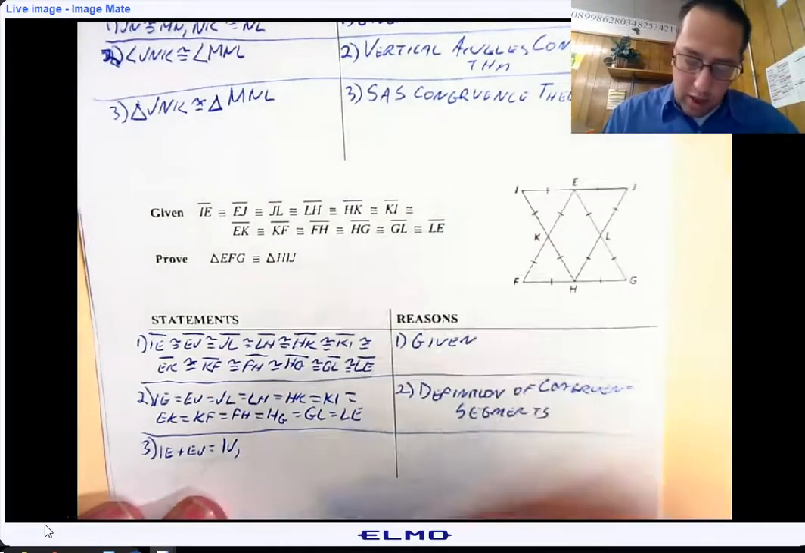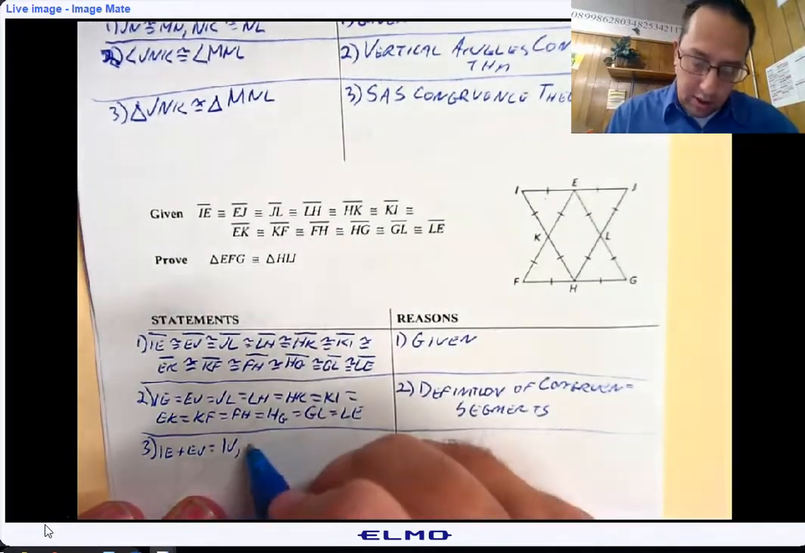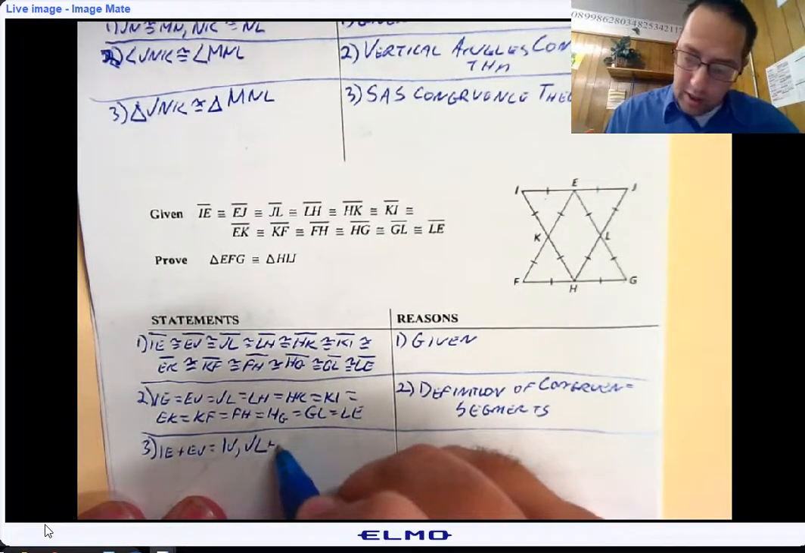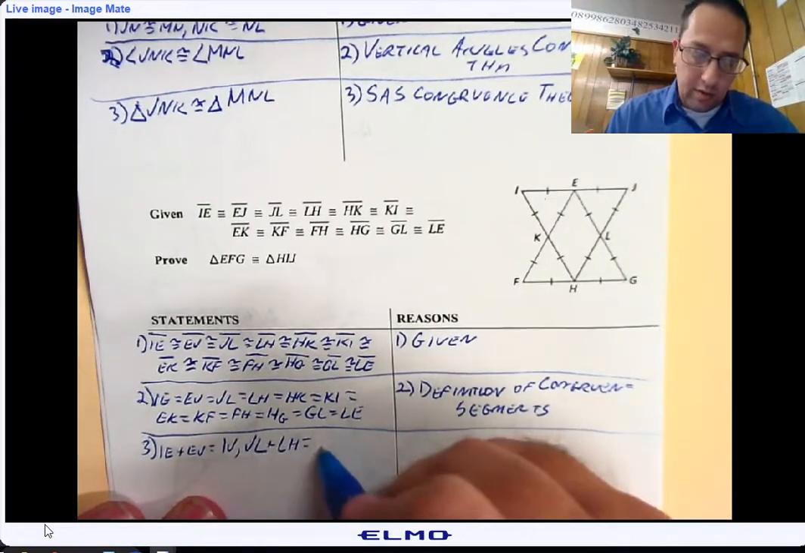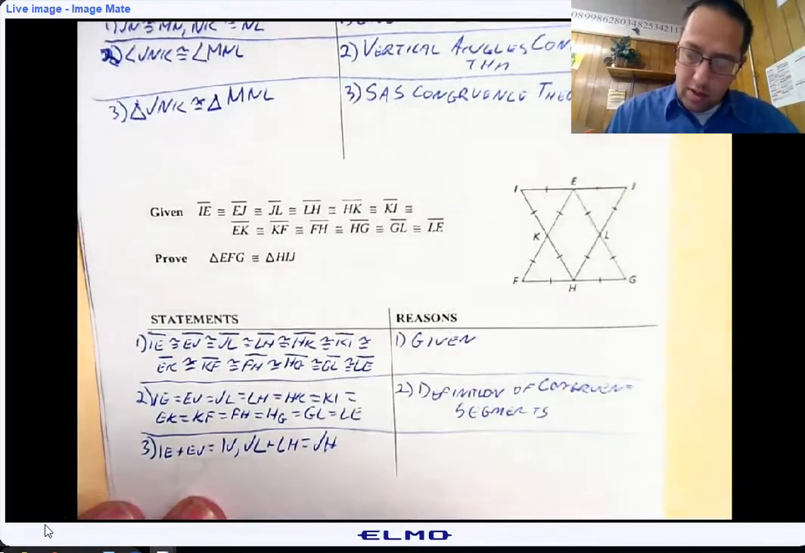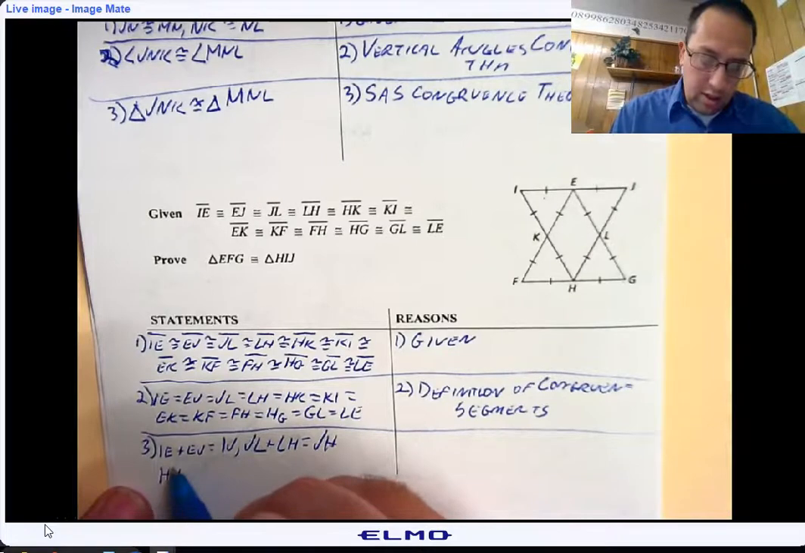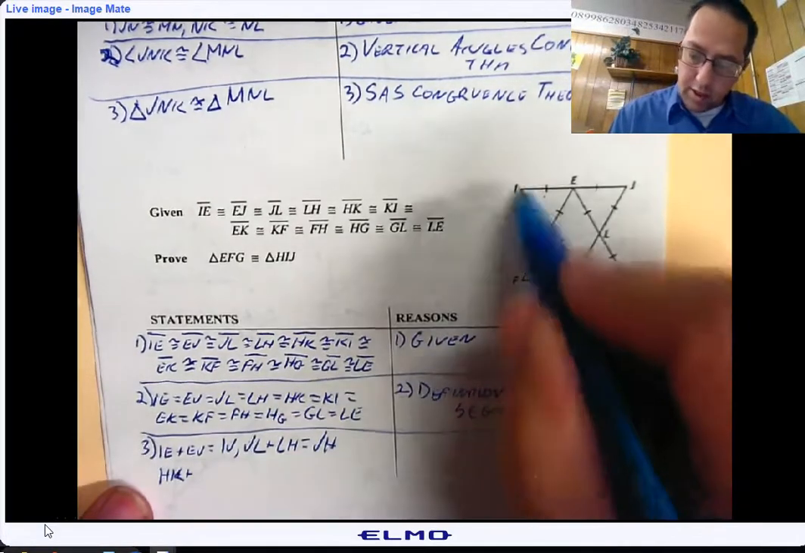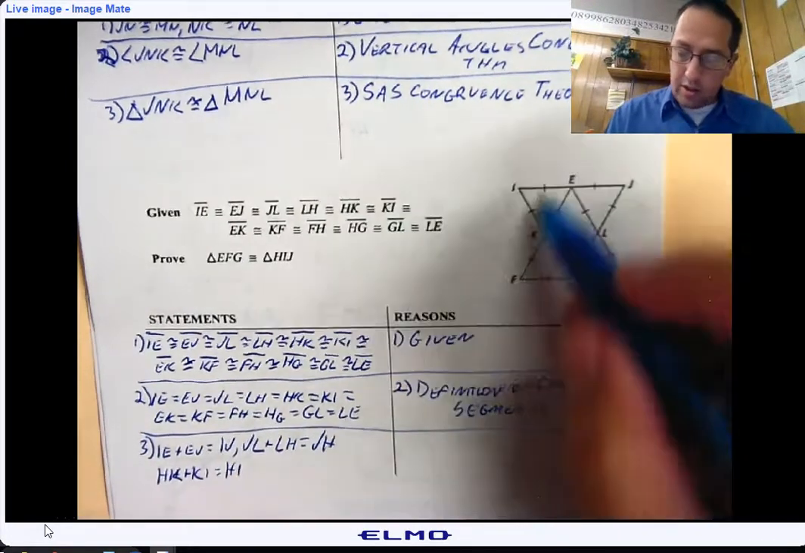Okay, let's go to JH. That would be JL plus LH. So the length of JL plus the length of LH equals the length of JH. And with that one, HI, so that would be HK plus KI equals the length of HI. Okay, so that's the first triangle.